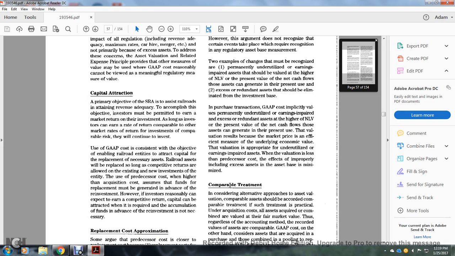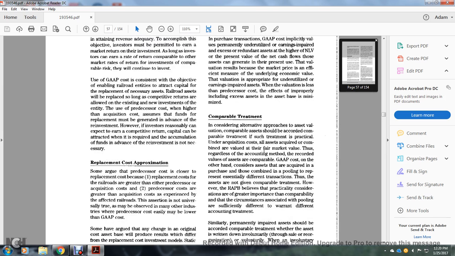In a purchase transaction, government accounting auditing principal cost implicitly reflects the permanently underutilized earnings apparent with the express redundant excess, at the higher net liquid value or the present value of the net cash flow the excess can generate in present use. The valuation results in a market-efficient measure of the underlying economic value appropriate for the underutilized earnings impaired with the asset. The valuation lesser predecessor cost effectively and properly includes the excess of the assets in the assessment base and minimizes it.